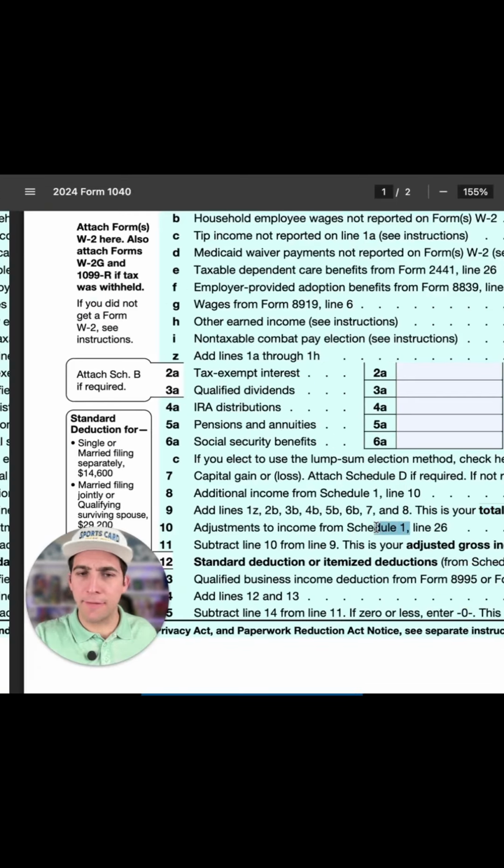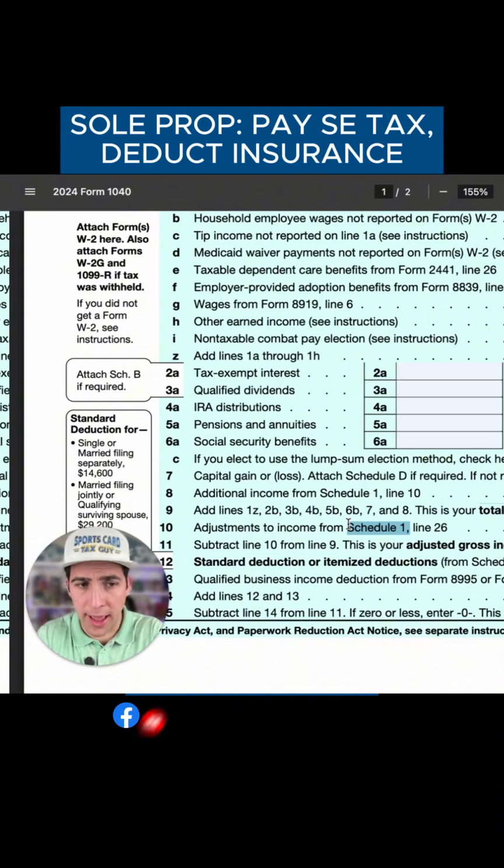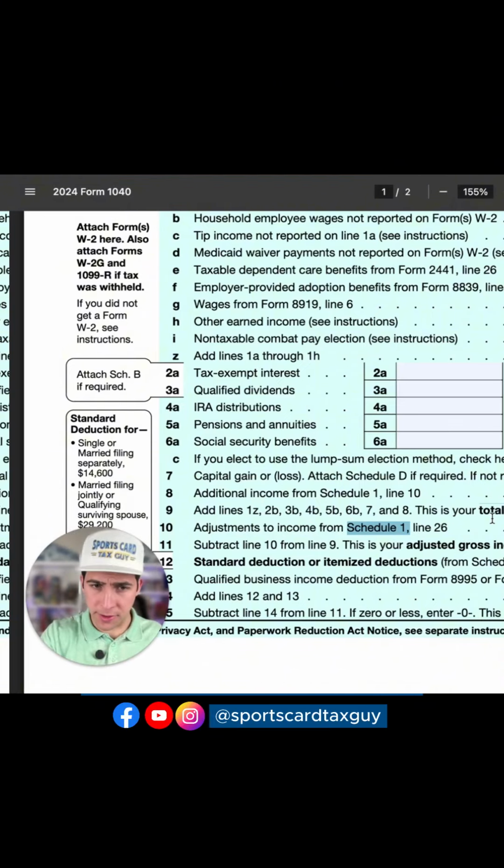In this case, we don't have adjustments on Schedule 1. If you were a sole proprietor with Schedule C, you would have your self-employment tax, your health insurance, that will come off here.